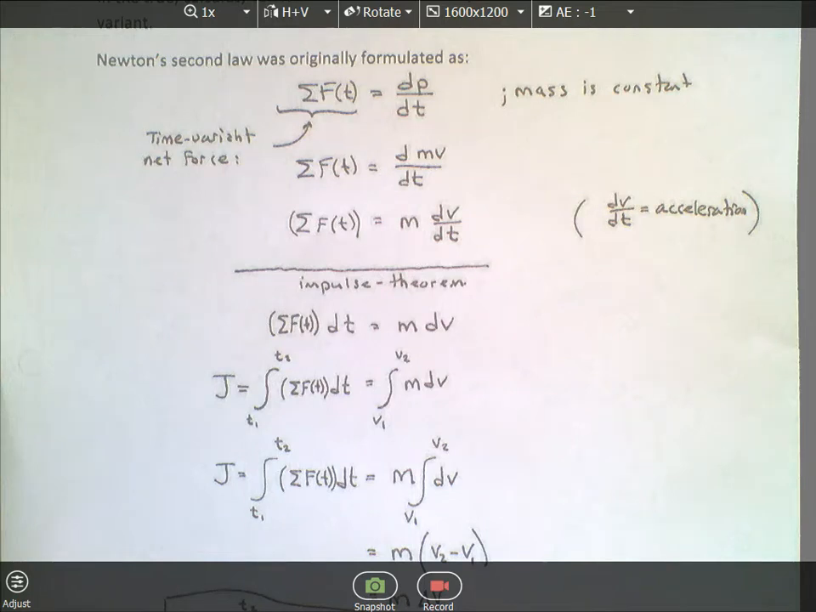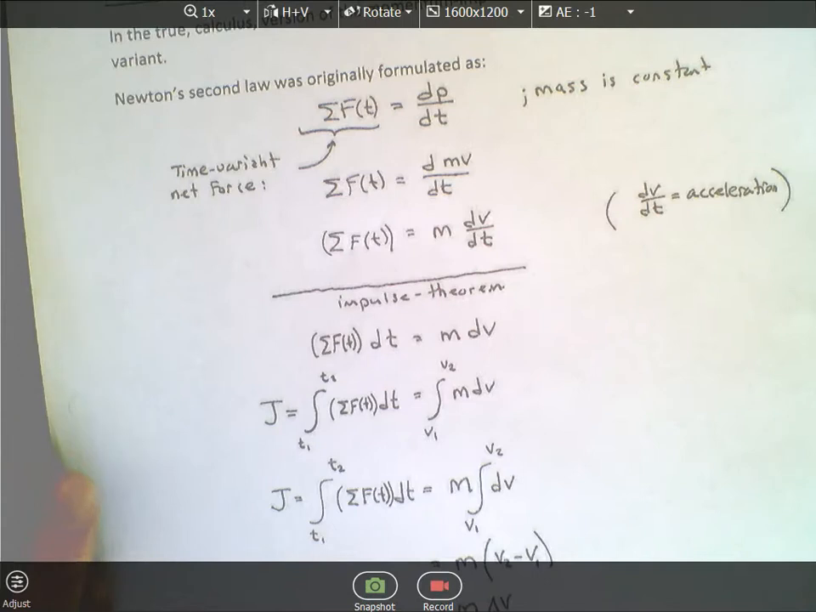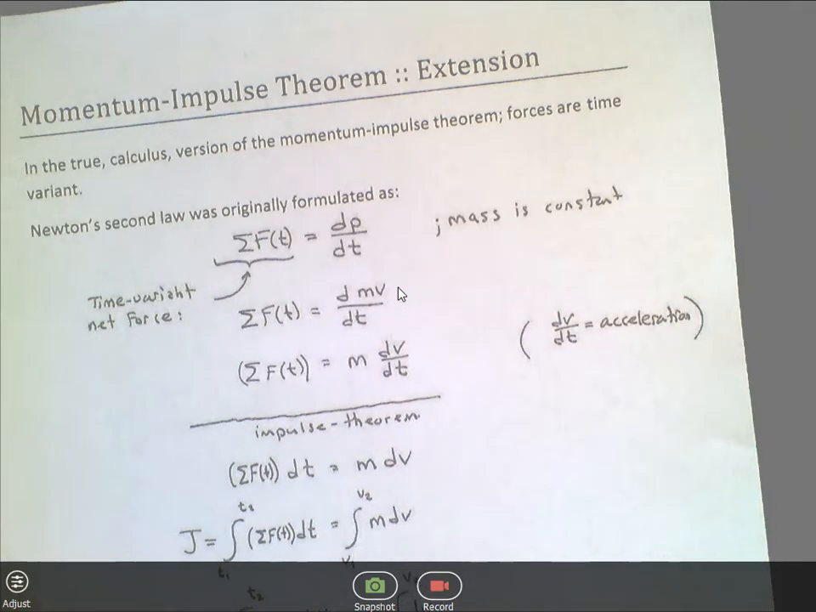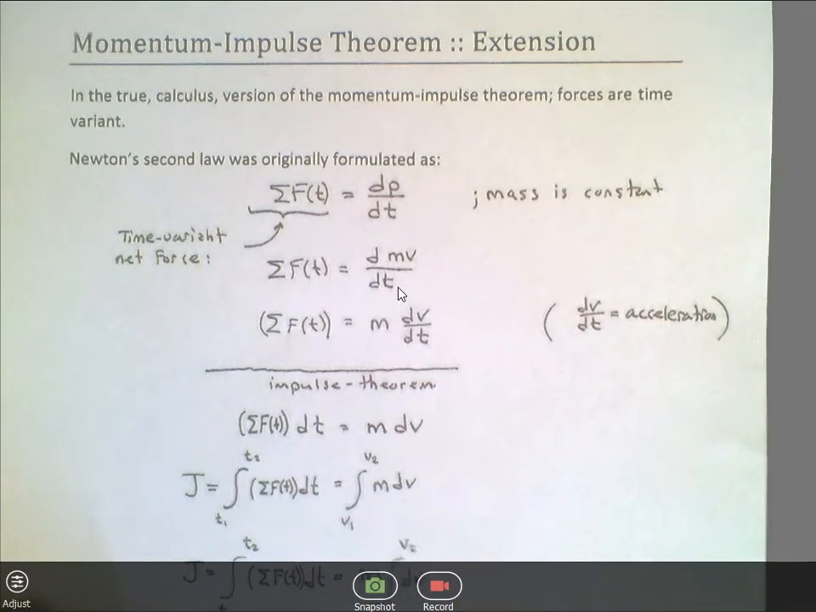Okay, so let's just check things out here. And we're going to learn some pretty cool stuff today. The big thing that we're going to learn today is the momentum impulse theorem. It's an extension of this theorem.